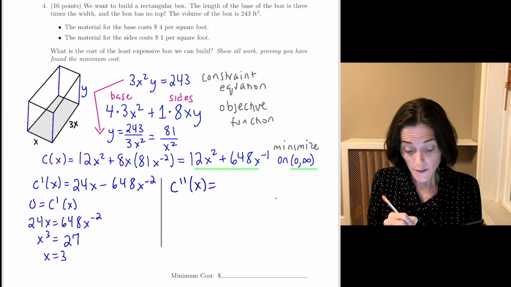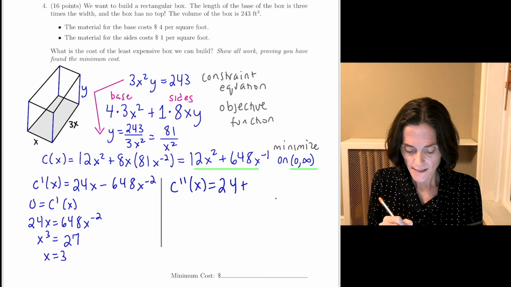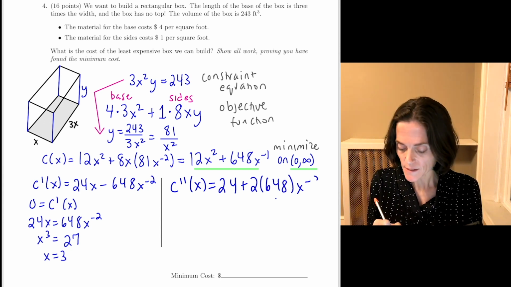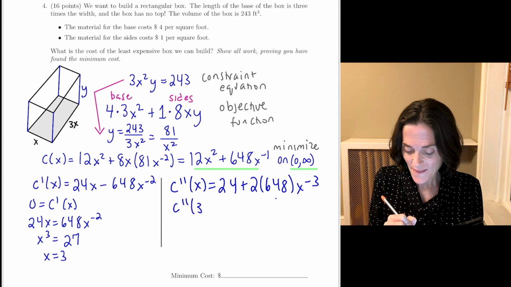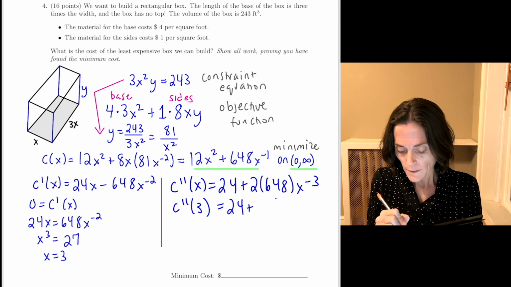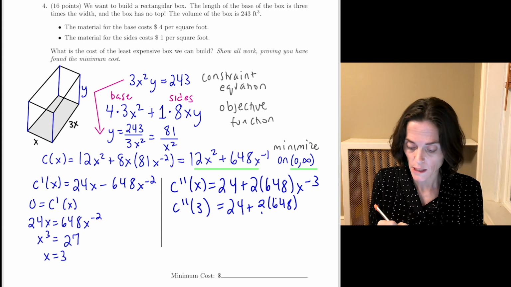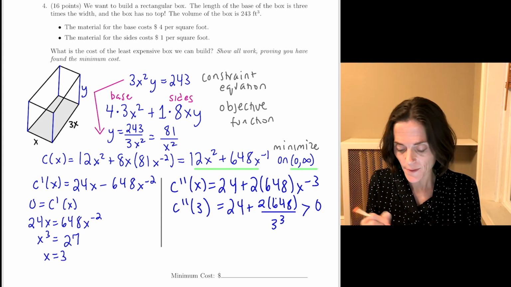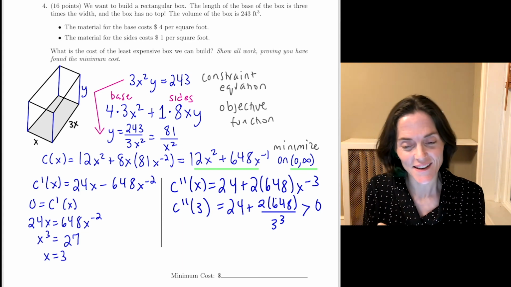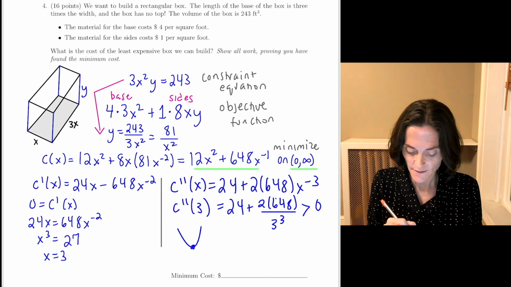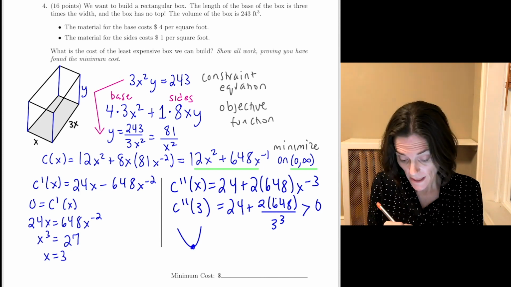The second derivative is 24 plus 2 times 648 x to the minus 3. Now, evaluate at my critical point. I get 24 plus 2 times 648 divided by 3 cubed. You notice I'm just adding two positive numbers. So this is definitely positive. This says concave up. I draw a picture, and I see, in fact, I do have a min at 3.